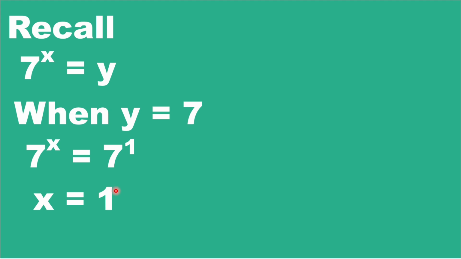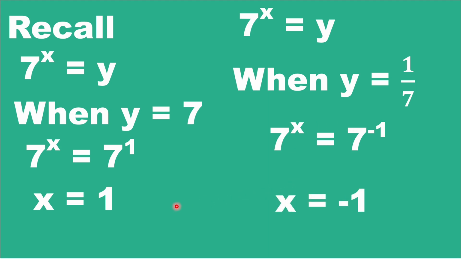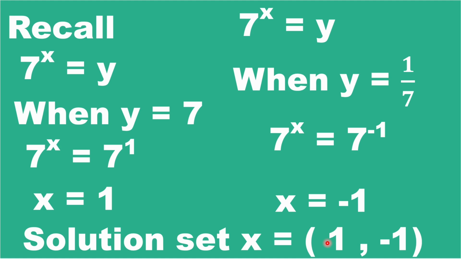So one value is x equal to 1, and when we have y equal to 1 divided by 7, we will put y equal to 1 divided by 7 over here. After putting y equal to 1 divided by 7, this 1 divided by 7 can be written as 7 power minus 1. Now again the bases on both sides are the same, so we can compare their powers. Therefore x equal to minus 1. So now we have the complete solution of the question, which is x equal to 1 and minus 1. So this was the solution of the given question.